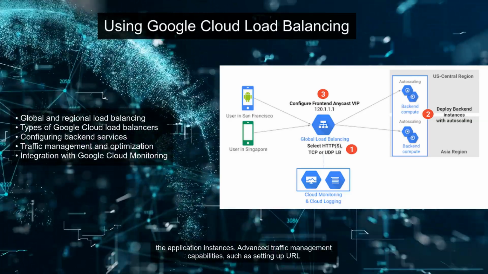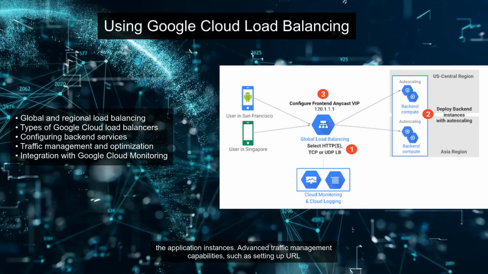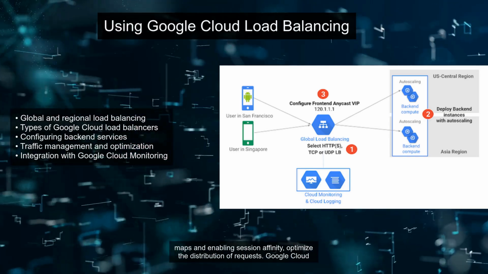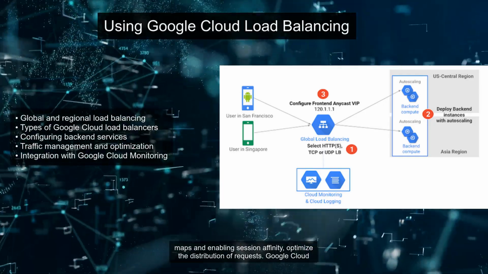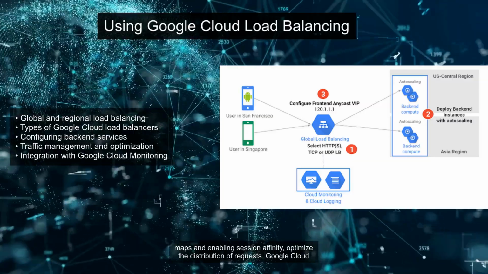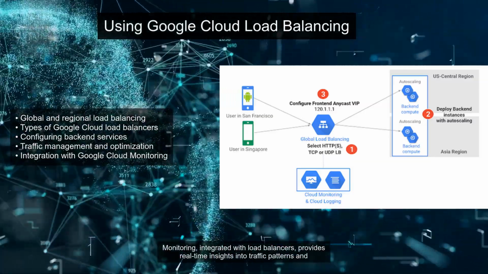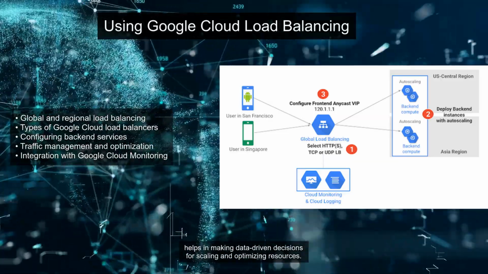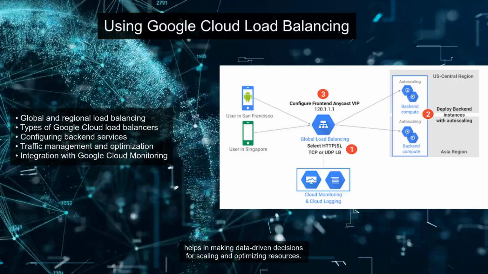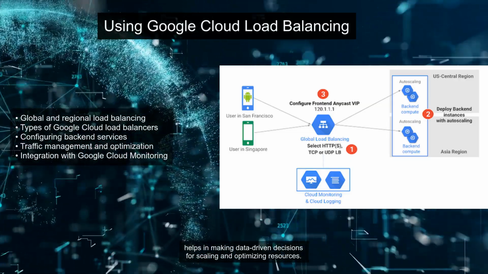Configuring Google Cloud Load Balancers involves setting up backend services, which define how traffic is routed to the application instances. Advanced traffic management capabilities, such as setting up URL maps and enabling session affinity, optimize the distribution of requests. Google Cloud Monitoring, integrated with load balancers, provides real-time insights into traffic patterns and helps in making data-driven decisions for scaling and optimizing resources.